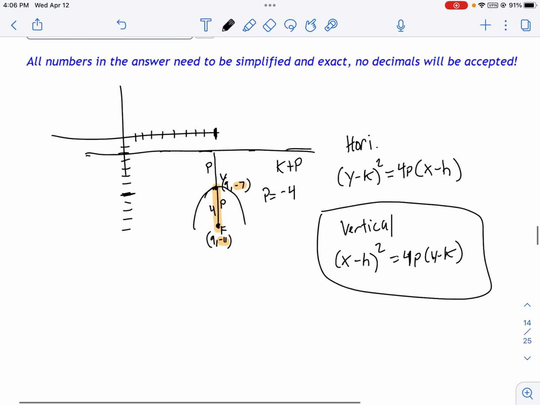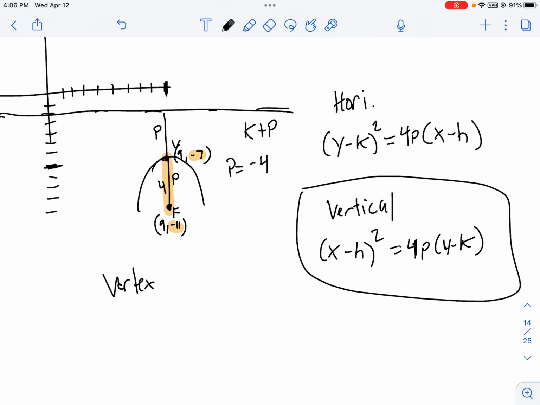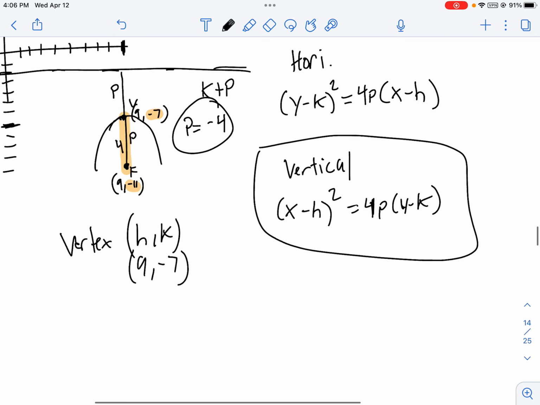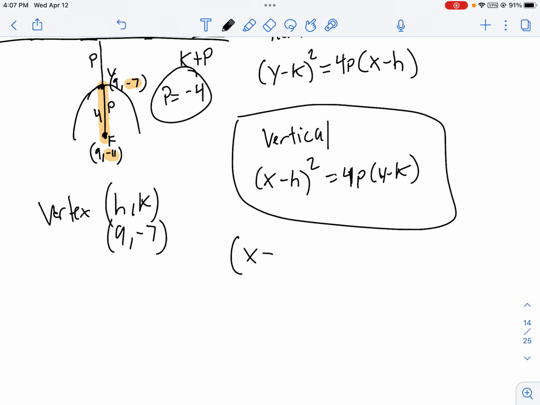Okay, so for the vertex, remember a vertex is always (h, k). Well, if we know the vertex is (h, k), fun fact, we already know that it is (9, -7), so that means we know h is 9, and we know k is negative 7. Bam! That's 2 out of the 3 things in our equation right there, and we also know the p-value, which is what we need. So it's really just a matter of plugging this in. So we have (x - 9)^2 = 4 times our p-value, which is negative 4, multiplied by (y - (-7)).